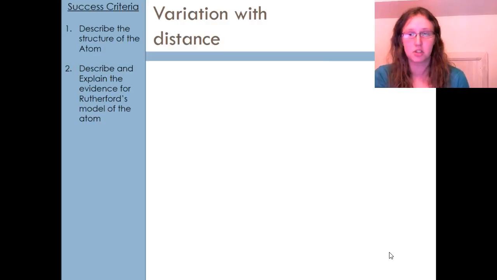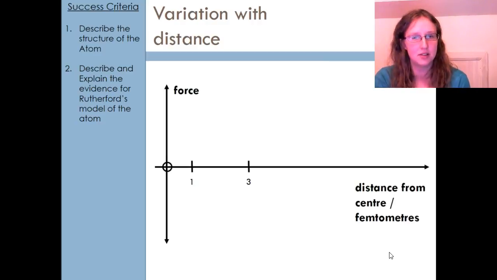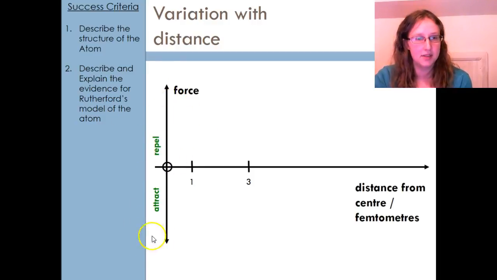So if we were to plot a graph of how it varies with distance, here I've just got the size of the force and whether it is repulsive or attractive, and then I've got distances here. So this is about 1 femtometer and this is about 3 femtometers.